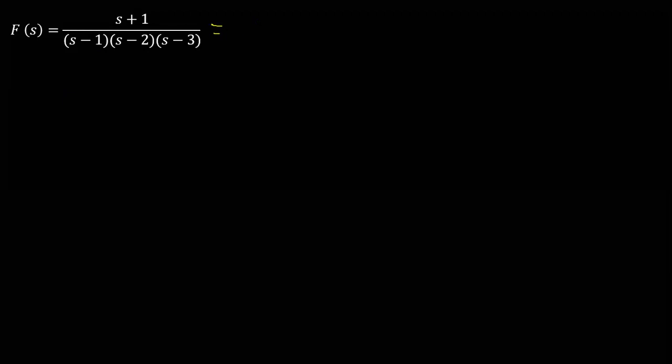Here equal: first fraction with numerator A and denominator first bracket. Second fraction, it is B with the second bracket. Third numerator is the new constant C divided by S minus 3. Partial fraction. Do you remember how to find those constants A, B, C? Can anyone of you remember?